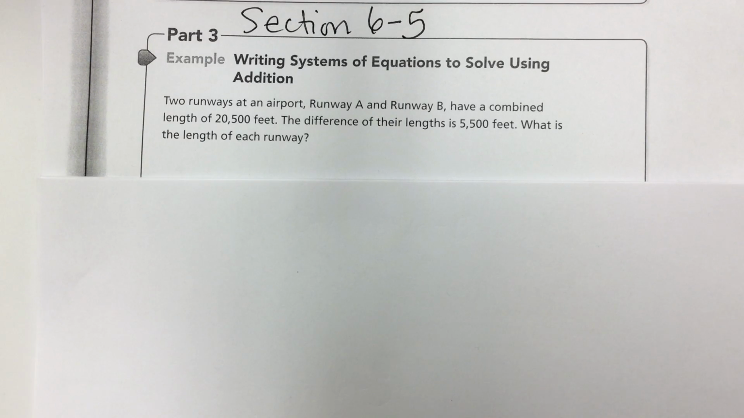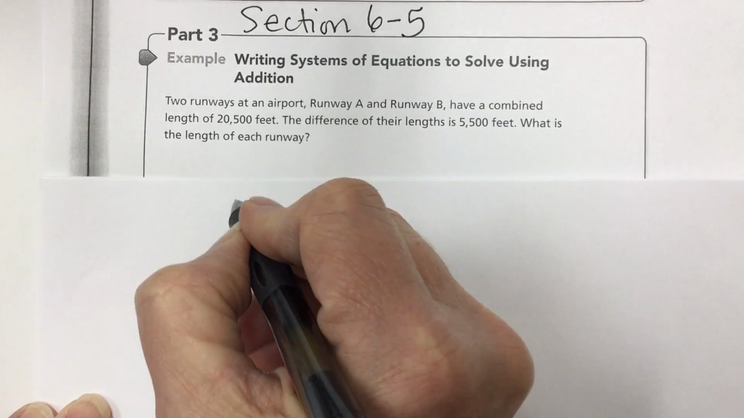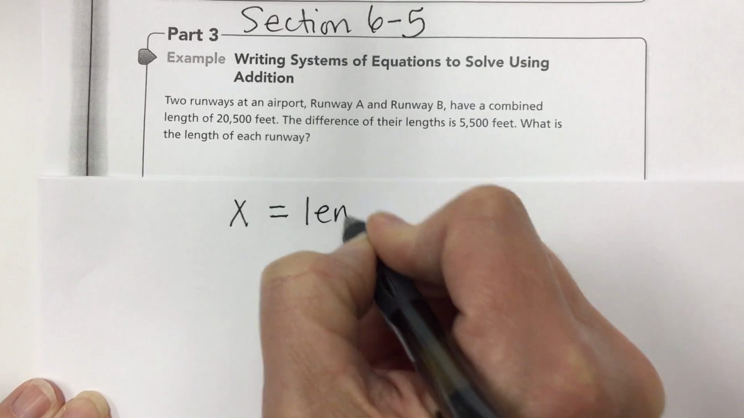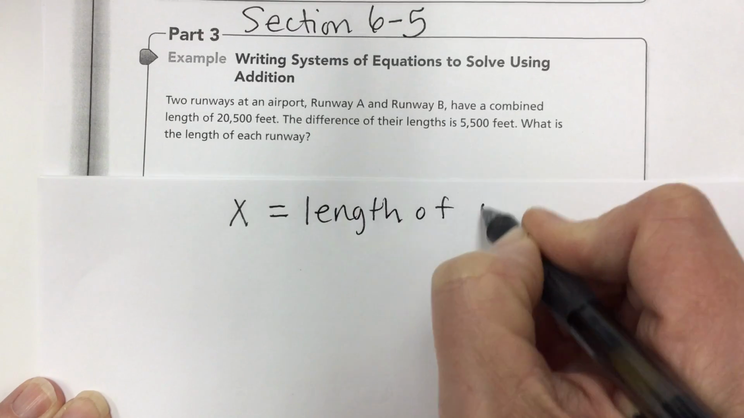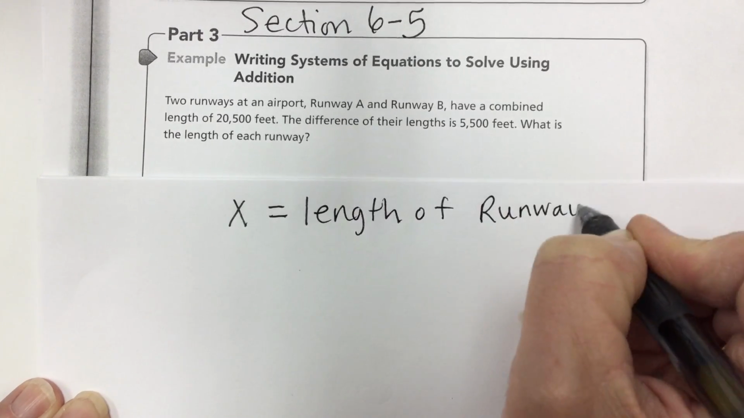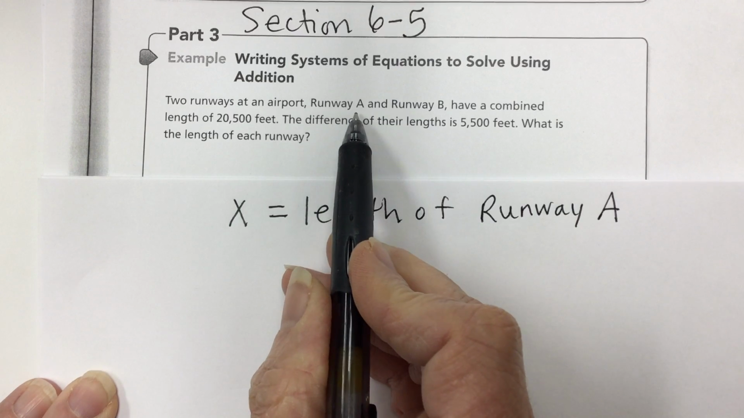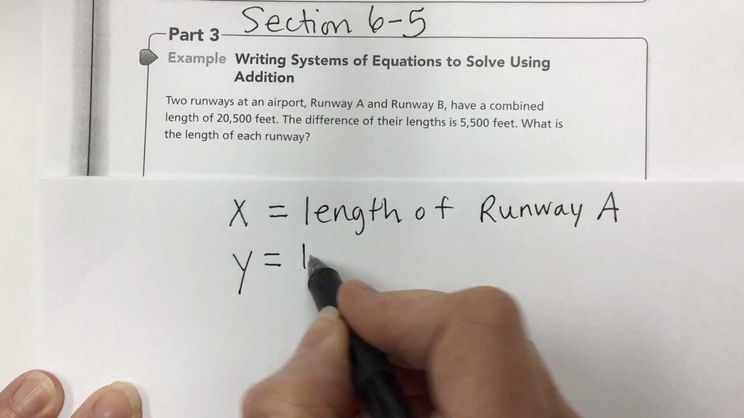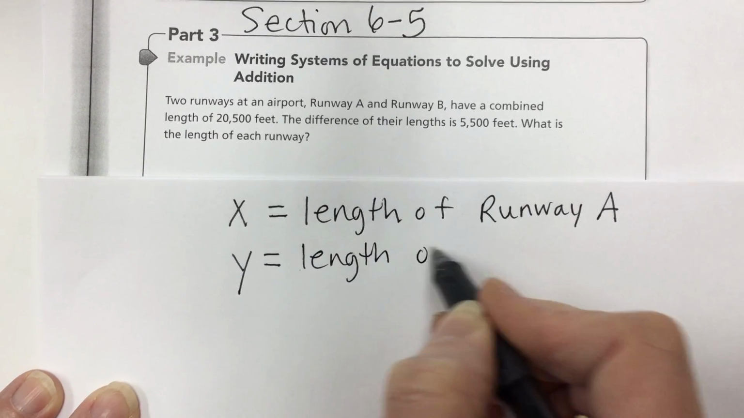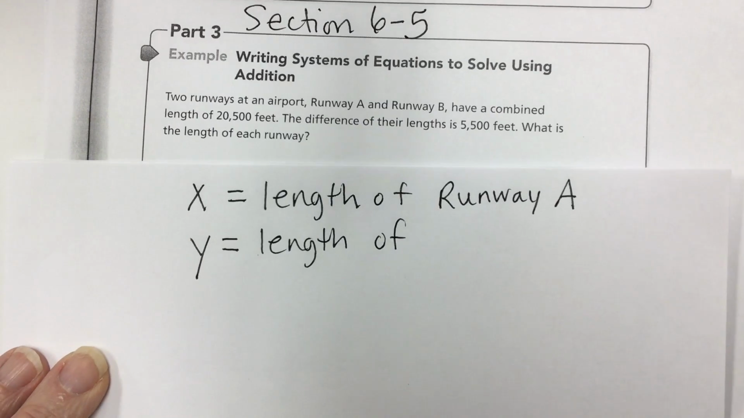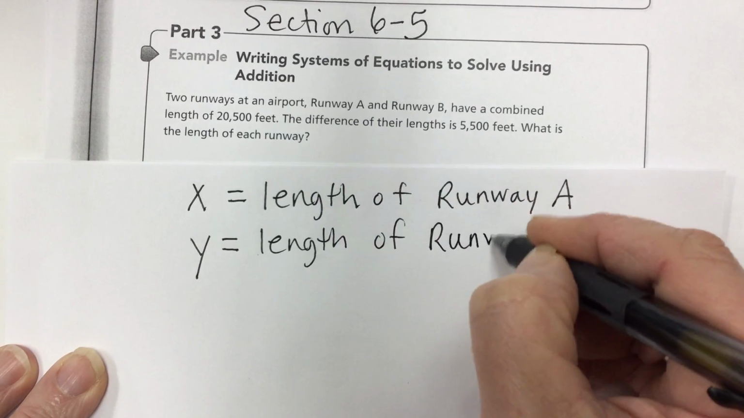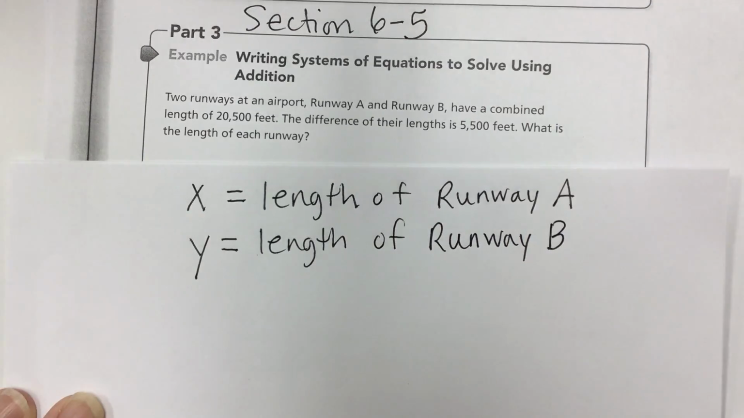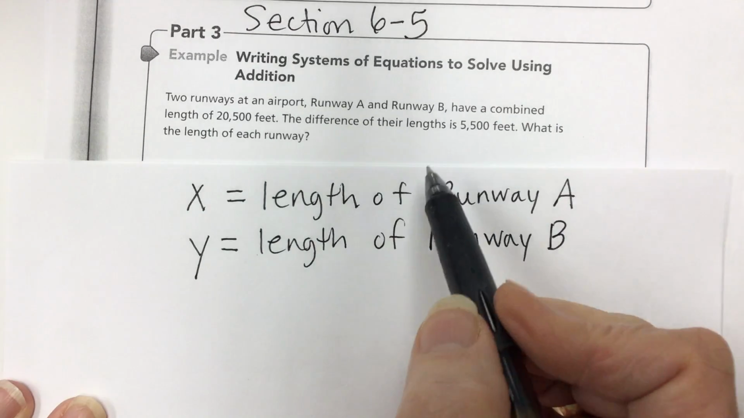Well, the first thing that we need to look at is to designate our variables. I'm going to let x equal the length of runway A, because we're talking about runway A and runway B. I'm going to let y represent the length of runway B, okay?